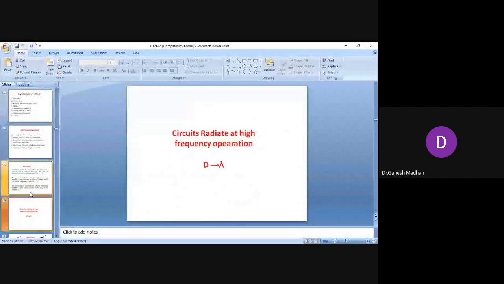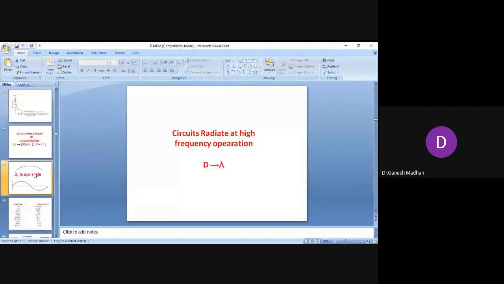Circuits radiate at high frequency when the dimensions become close to lambda. So in circuit theory, we use Ohm's law, and there is only time variation, no space variation, because the dimensions of the components are very large compared to lambda. So we will take that example.